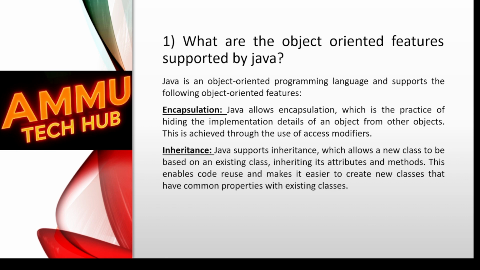Inheritance. Java supports inheritance, which allows a new class to be based on an existing class, inheriting its attributes and methods. This enables code reuse and makes it easier to create new classes that have common properties with existing classes.